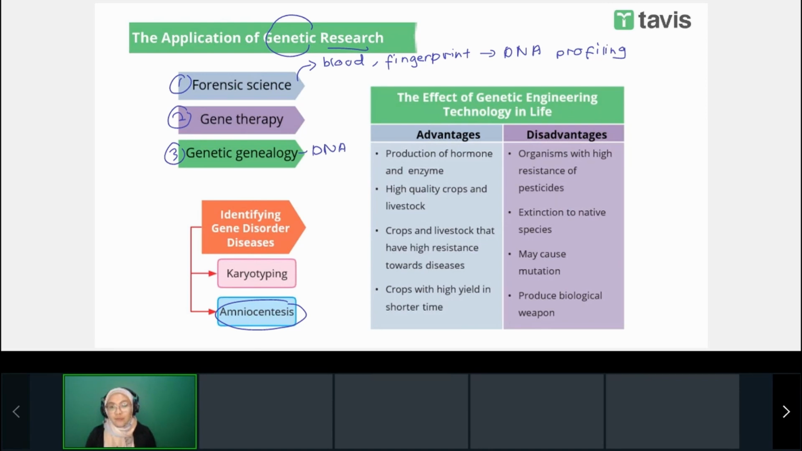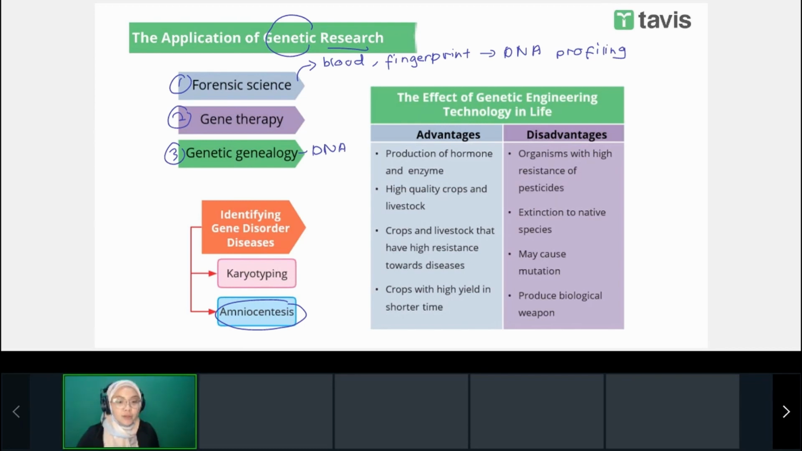If they have 46 chromosomes in the cells, it will be normal. If they have more, it will turn out to be Down syndrome, if the extra chromosome is at chromosome number 21. But if they lack one chromosome, it's probably Klinefelter syndrome or Turner syndrome. That's how it works.